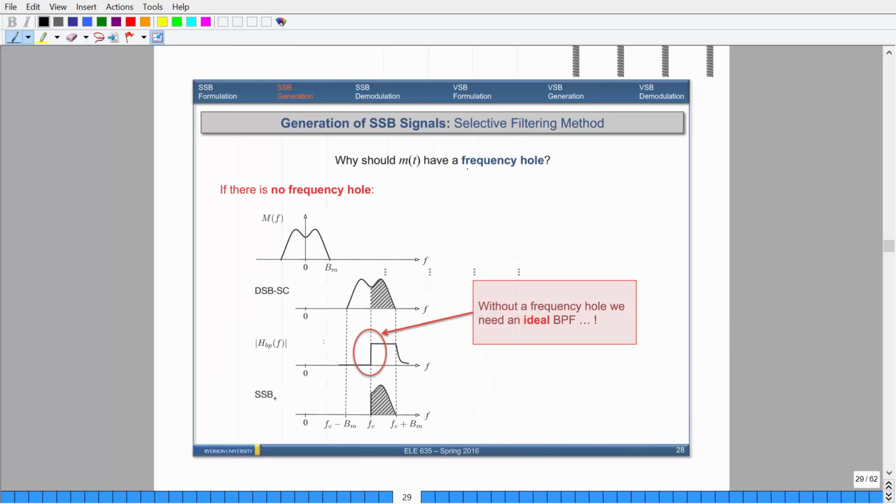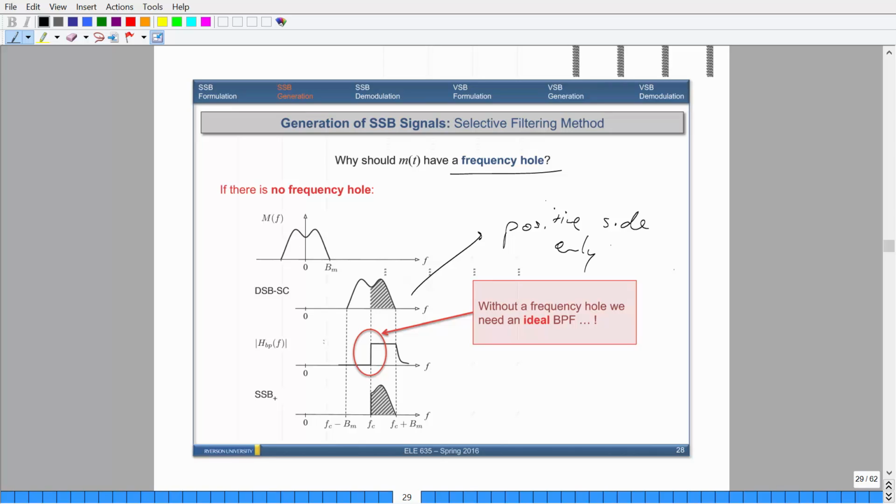Okay, so why should we have a frequency hole? This diagram should pretty much explain why. This is what the spectrum of the message signal would be without any modulation, and this is what it would look like when you're doing double sideband. So remember, this is the positive side only. We're not going to do the negative side, because you can assume that's symmetric. So this is positive side only.